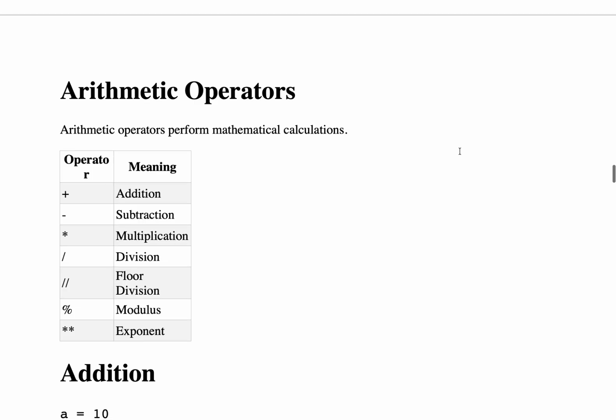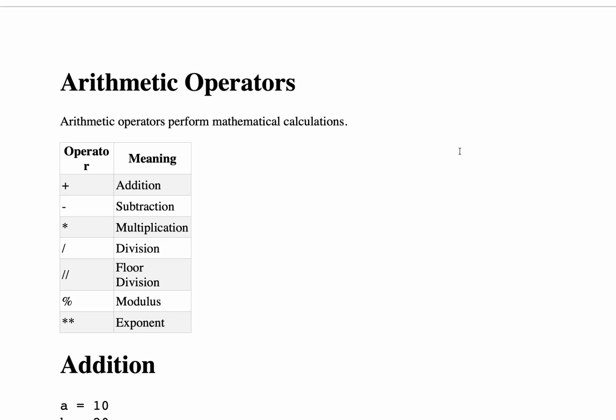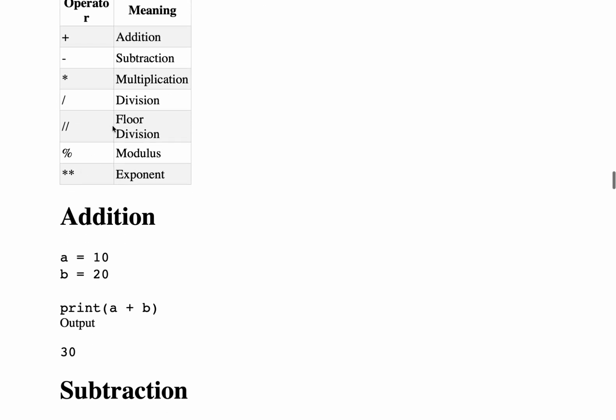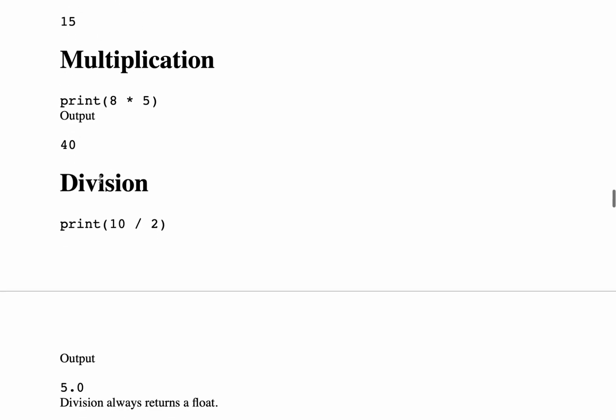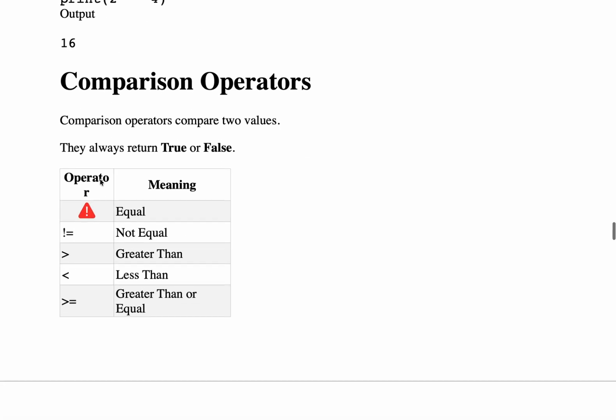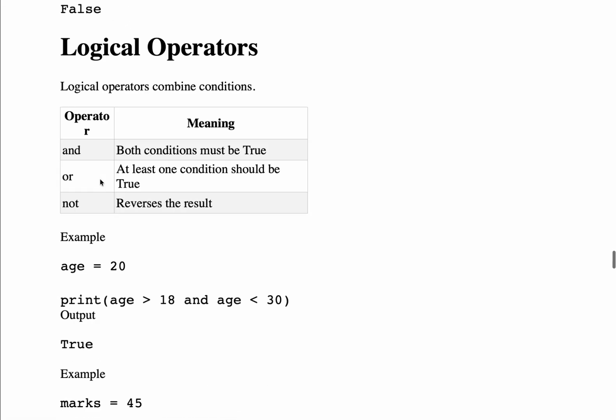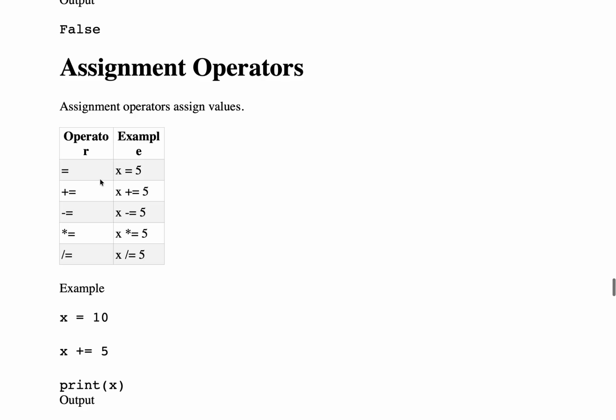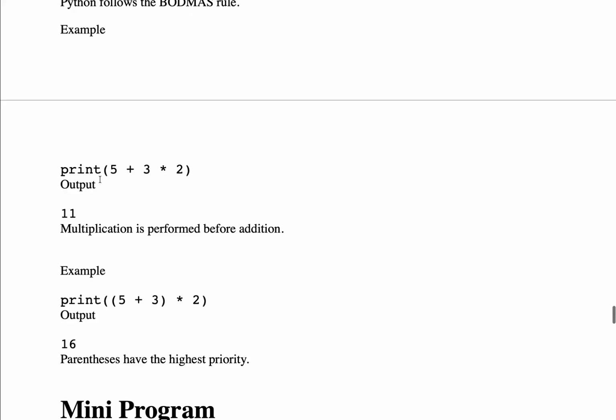So here we have the arithmetic operators. Arithmetic operators perform mathematical calculations. Like in the question we have seen, price1 plus price2. For that we need addition. In the same way we have subtraction, multiplication, division, floor division, modulus, exponent. You can see all this.